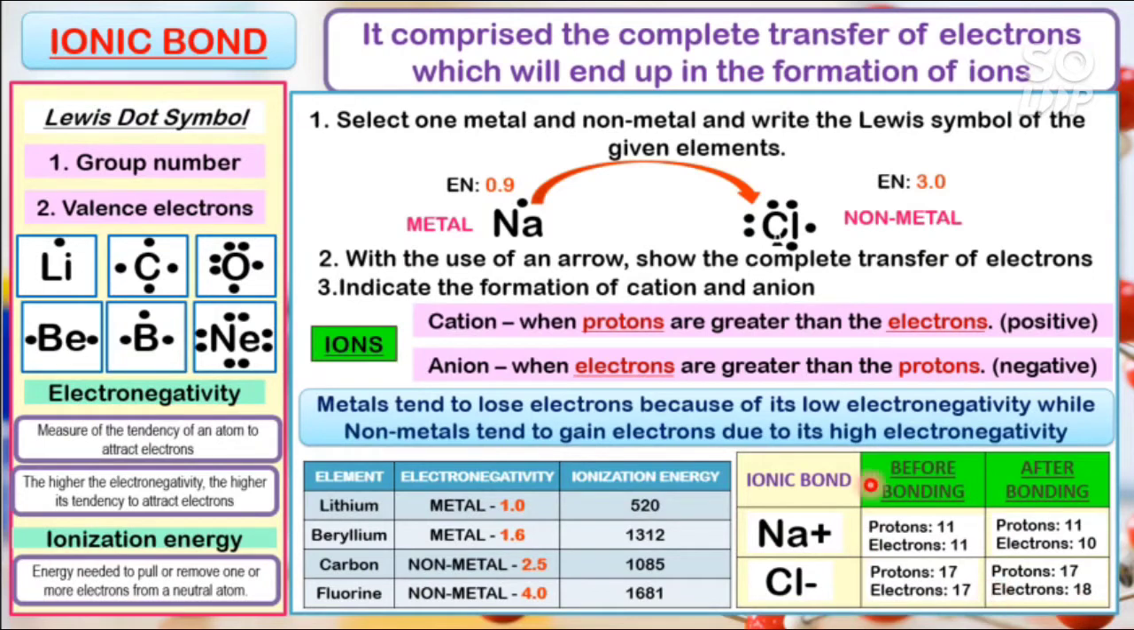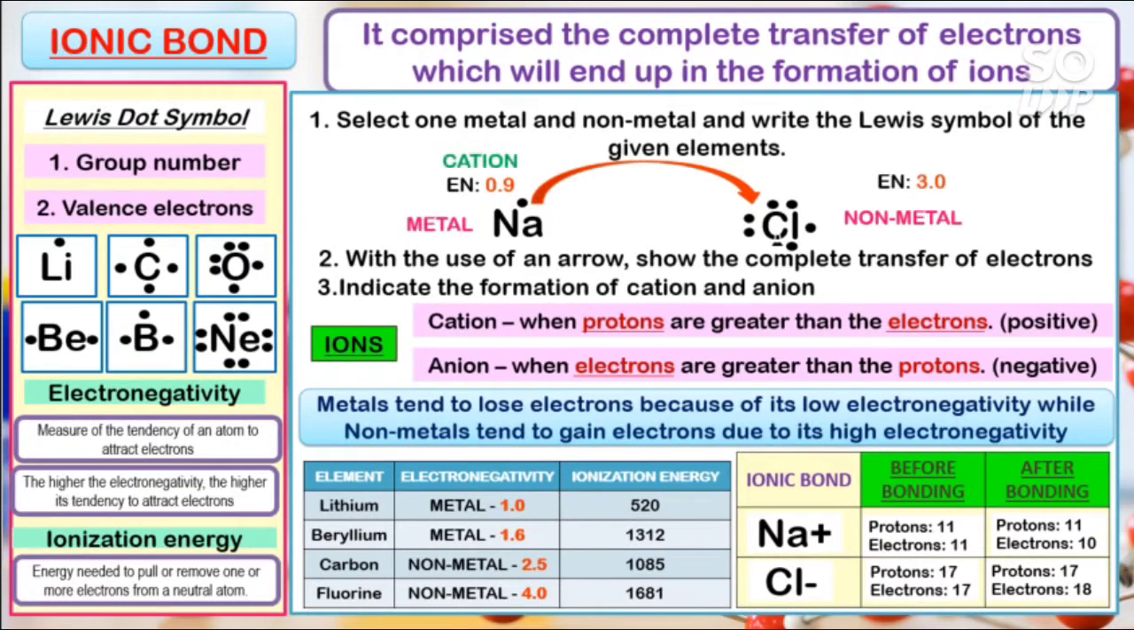And with that, we can now determine which of the two, sodium or chlorine, becomes the cation and which becomes the anion. Do you have an idea? Based on this table, which do you think will be the cation? Based on the protons and electron number of the sodium and chlorine after the bonding, which do you think is the anion now?